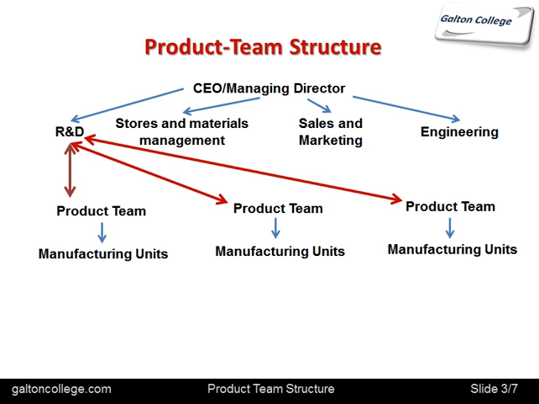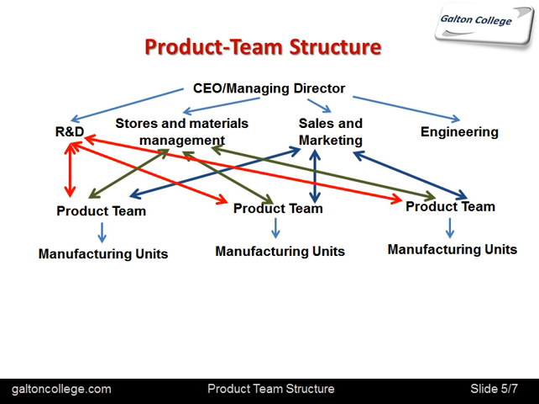However, these 3 product teams will also seek the resources and expertise and inputs from the Stores and Material Management. So we'll just pop in those arrows to show that they are also connected back to the Stores and Material Management. But of course they're also linked to sales and marketing, and they'll need people within sales and marketing to market the product and ensure the product is well positioned in the marketplace. So we have 3 more there, and of course engineering, it has to be made, so we've got 3 more there. So you can see how complex this type of structure can become.